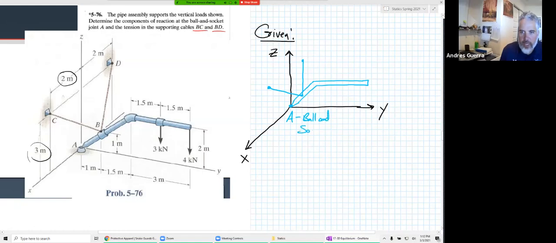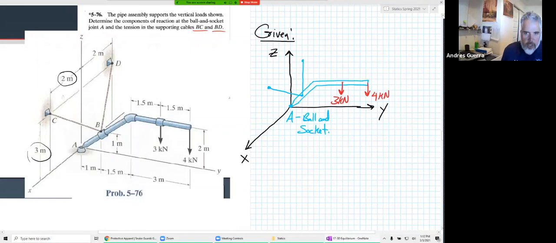And so if we have a ball and socket, we should be able to think about what is that allowing to happen? What is that preventing from happening, to figure out what forces and moments are going to go at that ball and socket. We've got a couple of forces out here. We've got a 3 kilonewton force that's about right there. And then we've got another force out here of 4 kilonewtons right there.